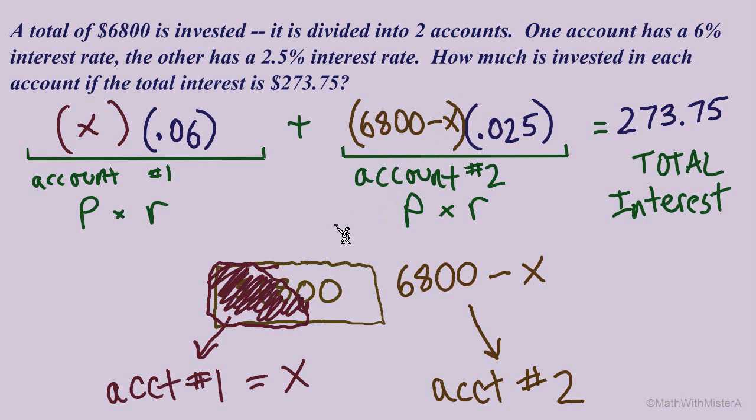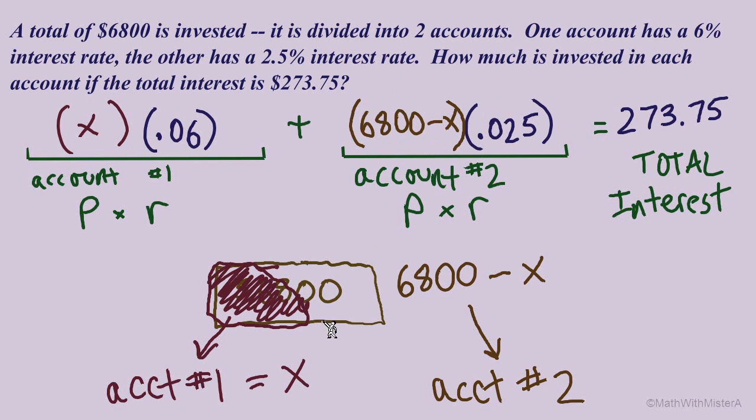Okay, so this is the approach when we know the total amount, but we don't know how it's split up into two accounts. We'll say x dollars goes into one account. Well, how much would be left over for the other? Take our total and subtract out x, and this expression represents the number of dollars in account number 2. Let's take a few quick examples just to show how this is working.